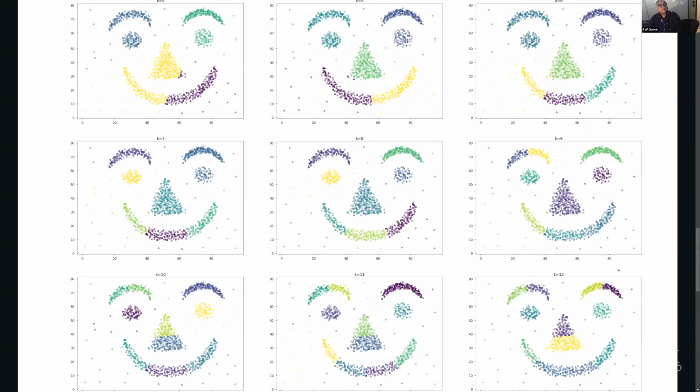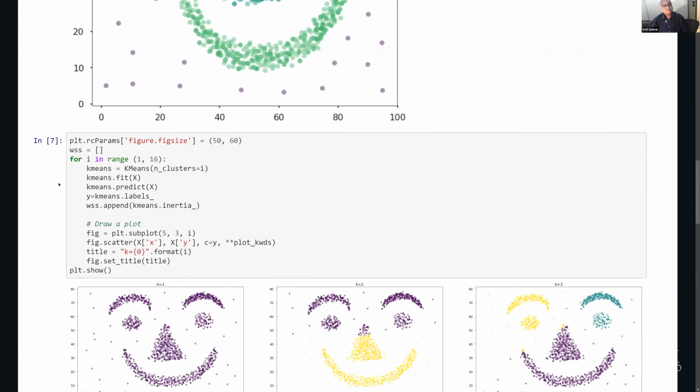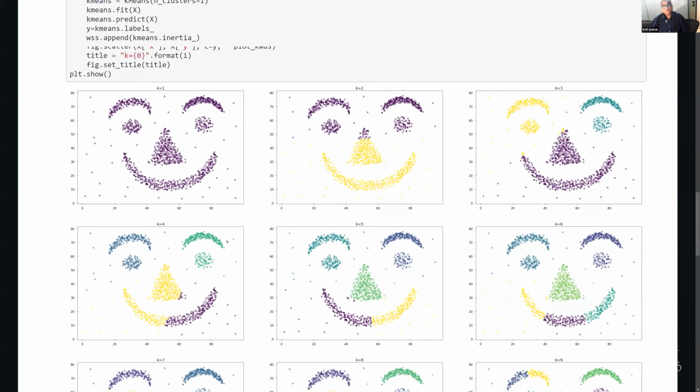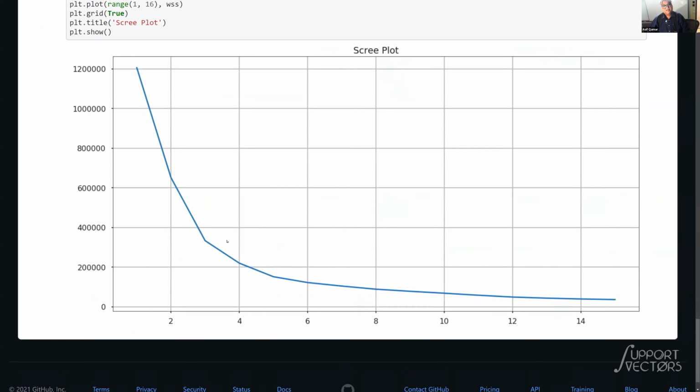Where is the scree plot? We get this. What we did is we saved the WSS, right? So let's plot it out for different values of k. So here is the scree plot. You look at this. Now, where exactly is the elbow in your view? 3 or 5? Yeah, 3 or 5, right?